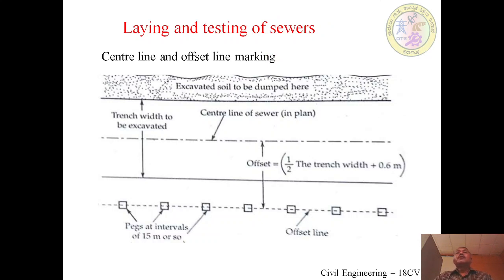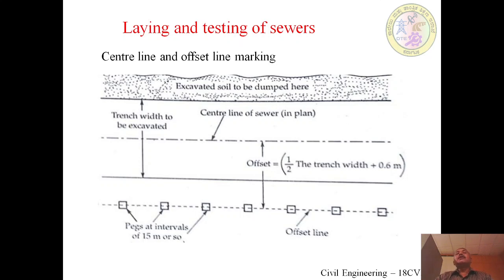As I told, regarding the center line and offset line marking, this is a typical plan showing the trench width that is going to be excavated, with the center line for the laying of the sewer line. On one side we will have an offset line with peg intervals of around 15 to 30 meters. As we can see from the figure, the offset line is drawn with pegs at 15 to 30 meter intervals, and you have a trench width that has to be excavated to place a sewer in this trench.